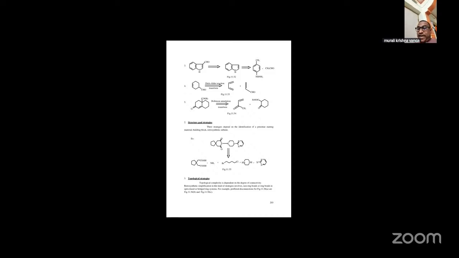And the second one is structure goal strategies. These strategies depend on the identification of a potential starting material, building blocks, and synthetic subunits. So in this molecule example, we are getting three compounds. From these, we can easily synthesize the target molecule.